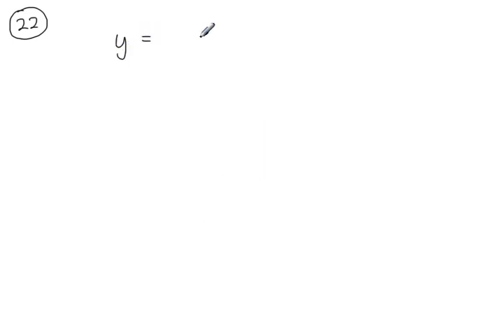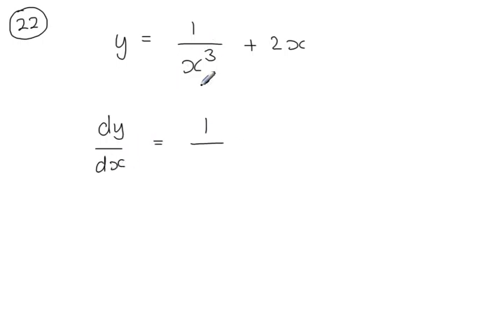Y is equal to 1 over x cubed plus 2x. This example is on differentiation. Dy by dx is equal to 1 over, differentiating x cubed gives 3x squared, differentiating 2x gives 2. This is completely wrong. You cannot differentiate x terms which are in the denominator.